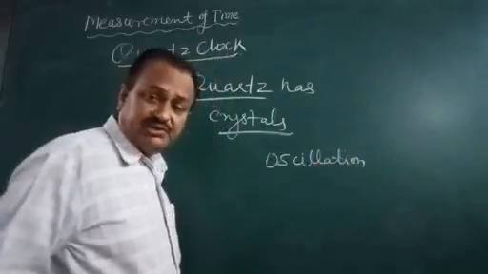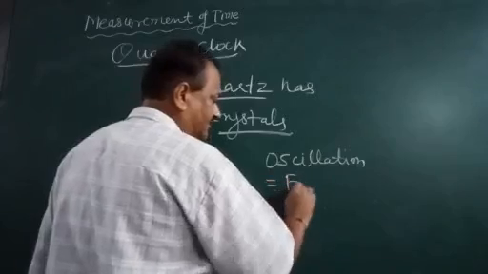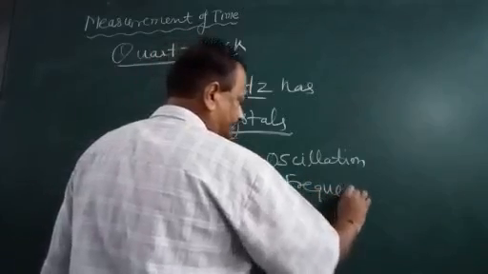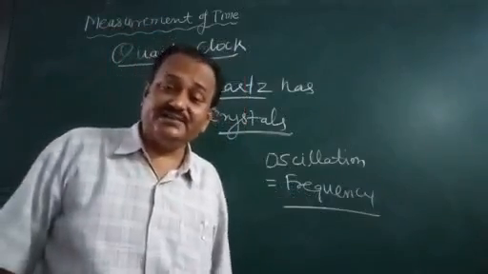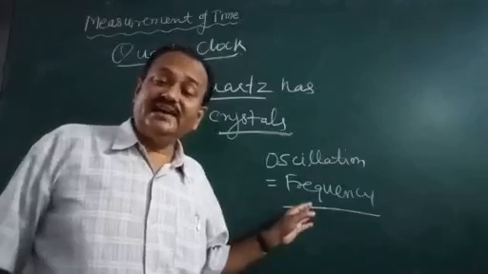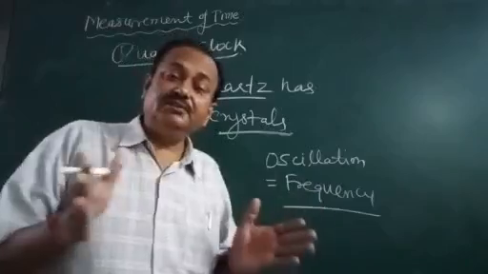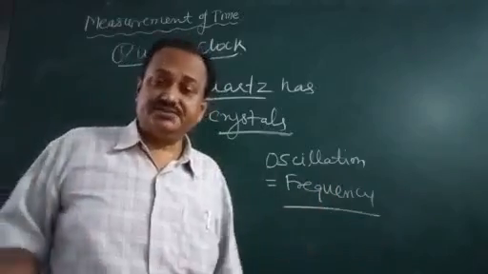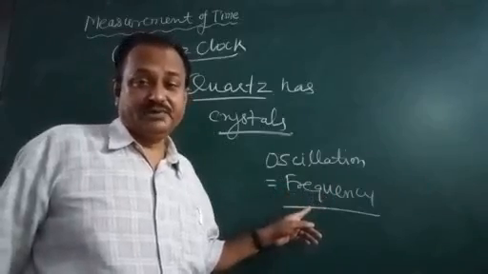In simple words we call it oscillation. In technical words, oscillation is called frequency. Frequency, adjective, so frequent. What is the meaning of frequent? Very fast. So oscillation is called frequency.